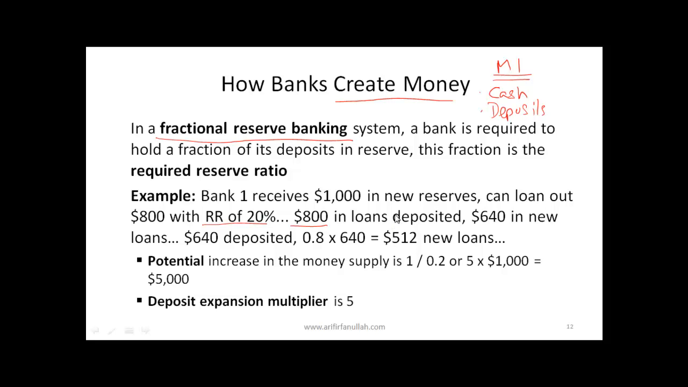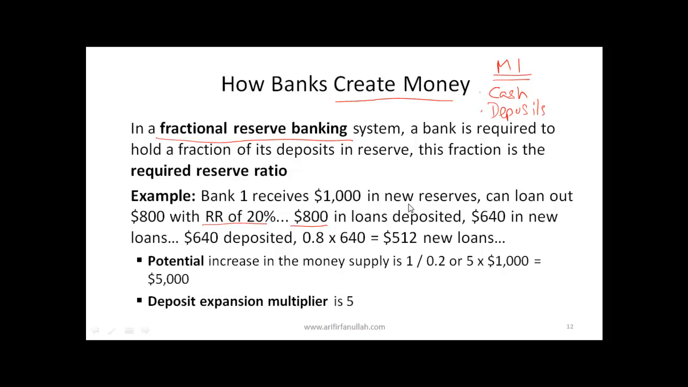So with that 800, they take that money and deposit it somewhere else at a different bank. So are more deposits created with that same $1,000? Okay, and then that bank keeps 20% of 800 and loans out 640 to somebody else, and that somebody else again goes and deposits. So do you see this multiplier effect?